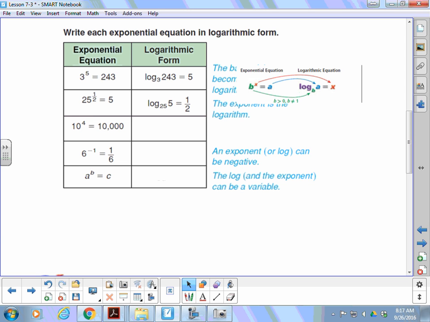10 to the 4th equals 10,000. So that would be the log base 10 of 10,000 equals 4. Fourth one here, 6 to the negative first equals 1/6. So log base 6 of 1/6 equals -1.